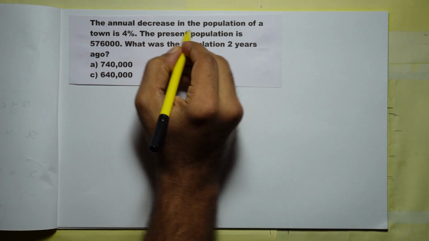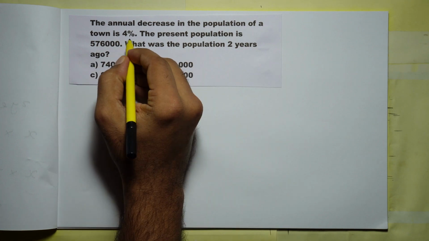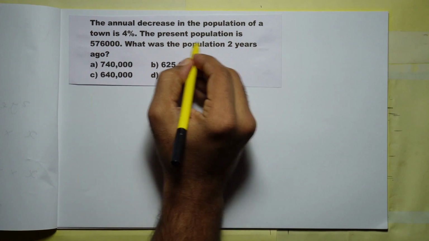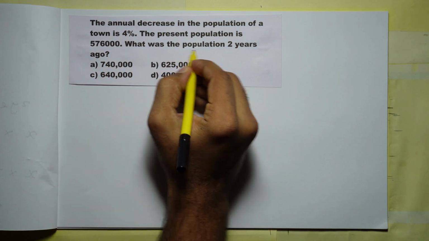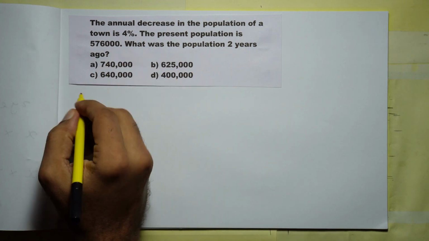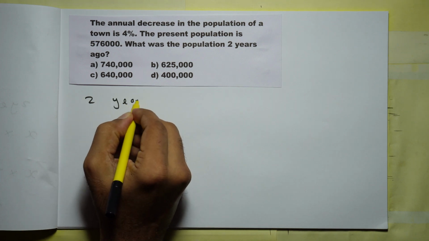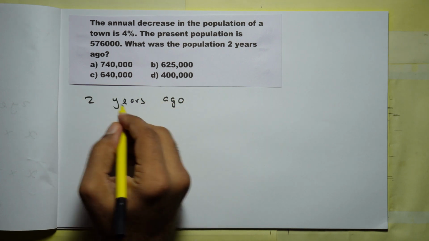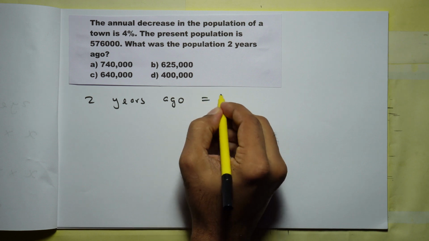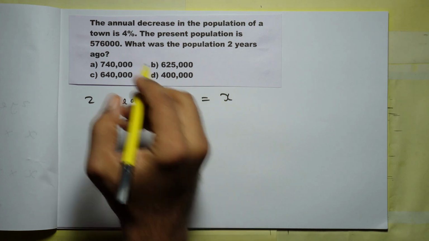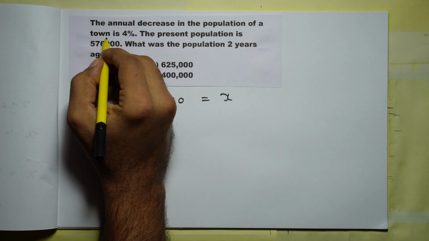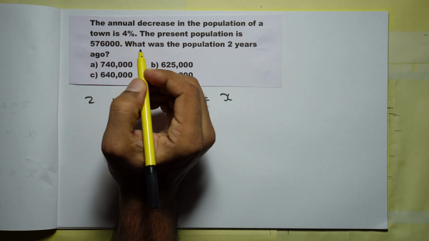The annual decrease in the population of a town is 4%. The present population is 5,76,000. What was the population 2 years ago? So 2 years ago, we will assume that the population is X, and that is what we need to find out also. And every year the population is decreasing by 4%.